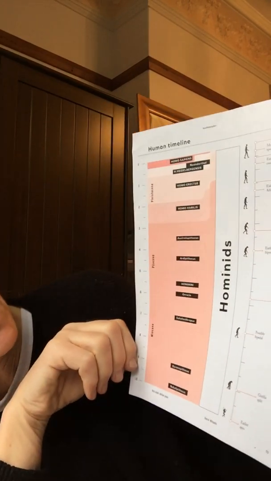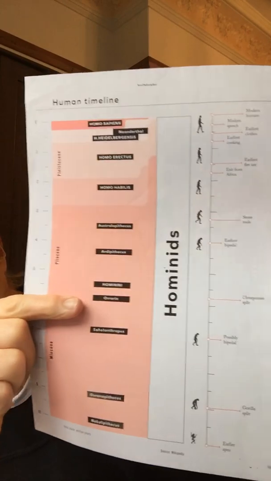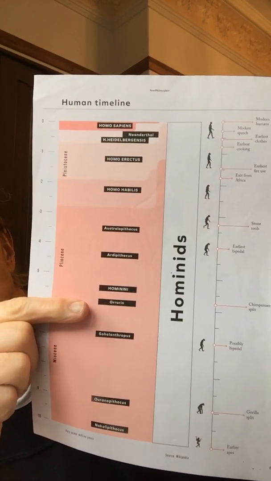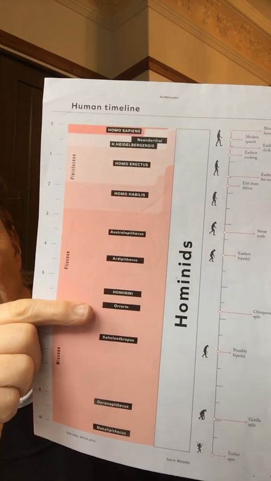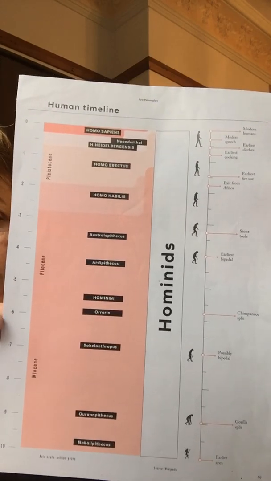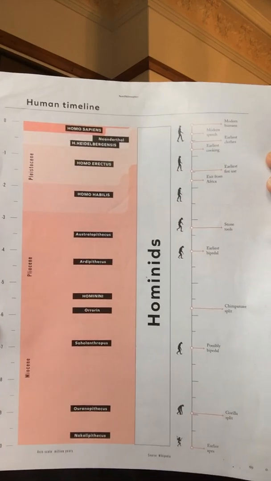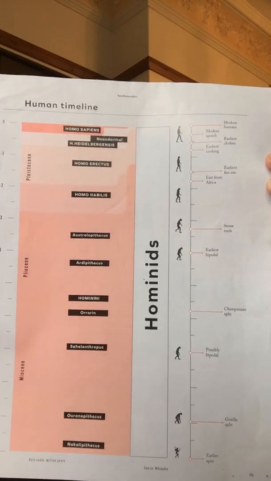What else can we see in this picture? Some fancy names. This name Orrorin is the species that lived about 6 million years ago, which they sometimes call original man. So they're just beginning to be bipedal and breaking off from the chimps.